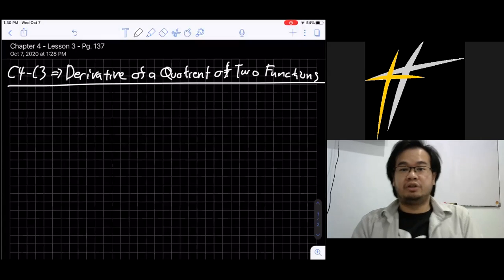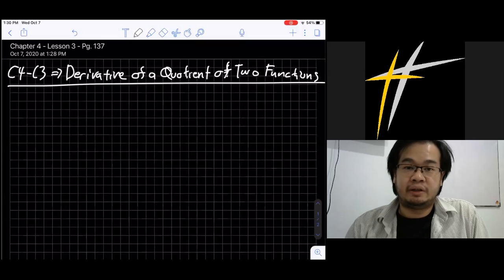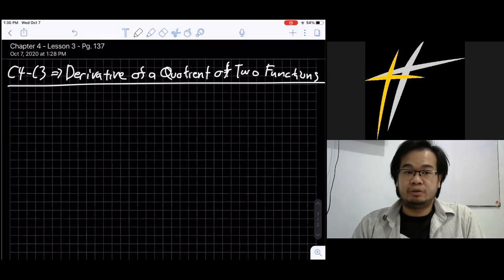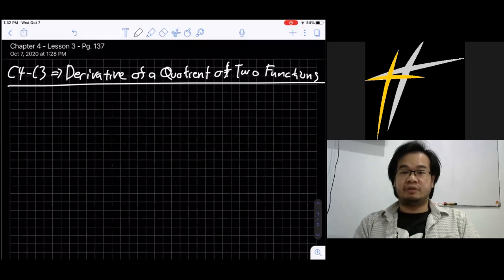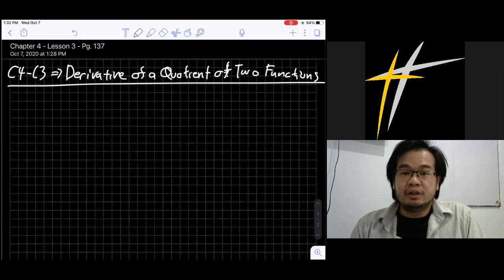Okay, now we're going to continue our lesson of chapter 4 into lesson 3. The title of this lesson is Derivative of a Quotient of Two Functions. In the previous lesson, lesson 2, we learned about the derivative of a product. Today, we're going to learn about the derivative of a quotient, a division of two functions.